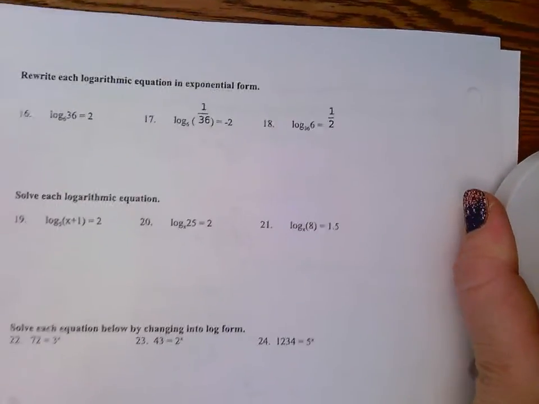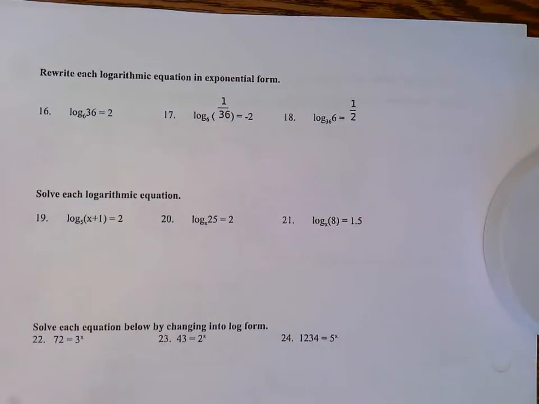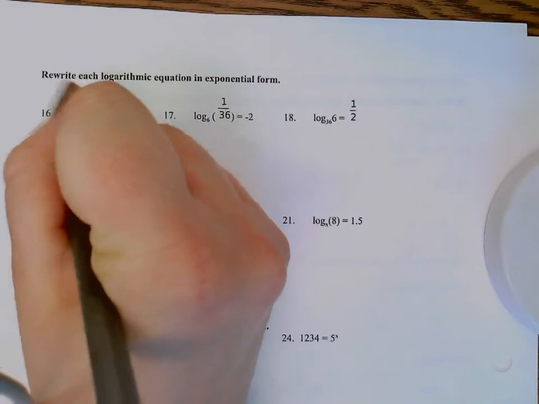Where am I? Here we go. This one just says rewrite each equation in exponential form. I think you should already be able to do 16, 17, and 18, and 19, 20, and 21. Maybe not 21 or 20. No, 19 you could do. So 16, 17, and 18, what they want you to do is just write, hey, 6 squared is 36.